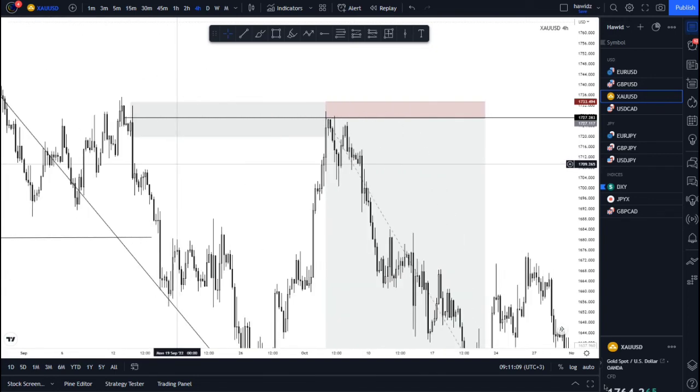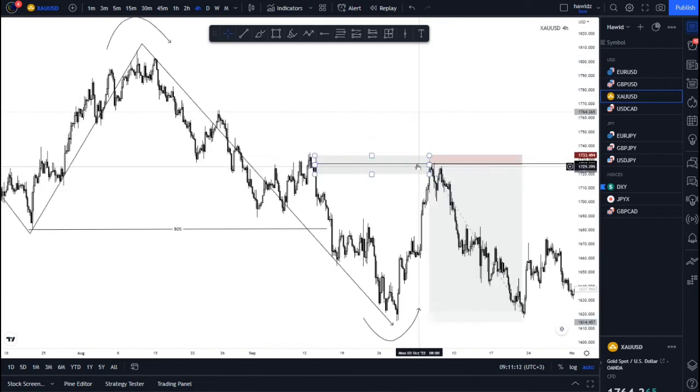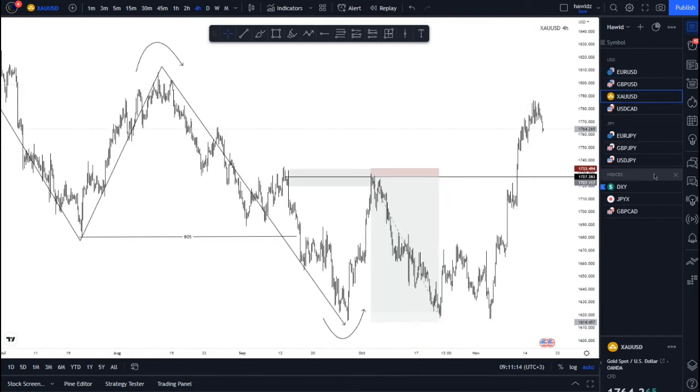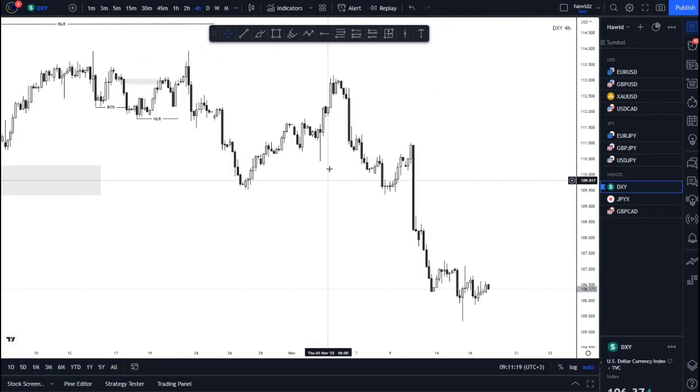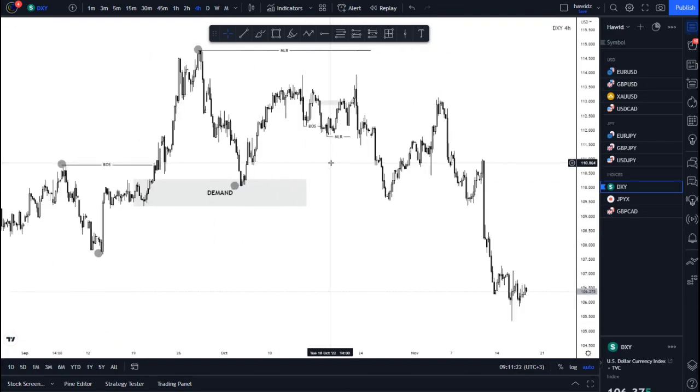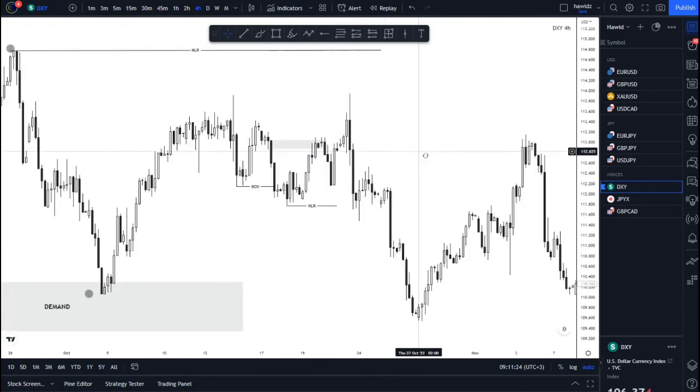So this is the little trick, the little secret that I was looking forward to sharing with you guys. Let's look at one more example at DXY before we proceed to other areas. All right, so boom.